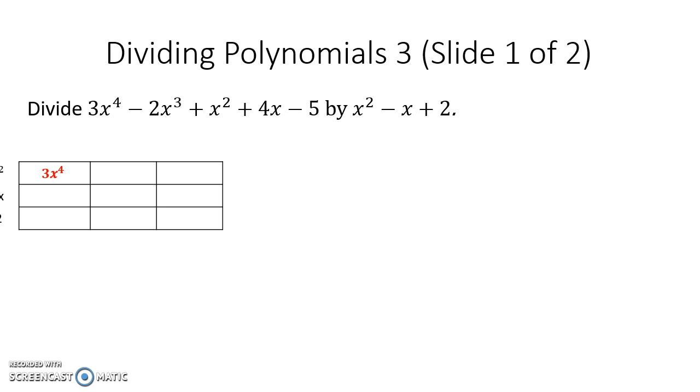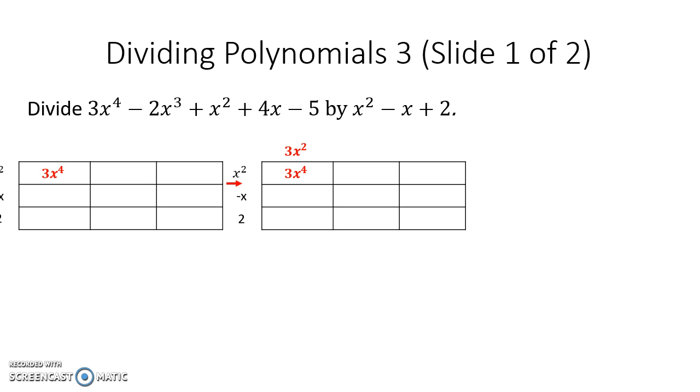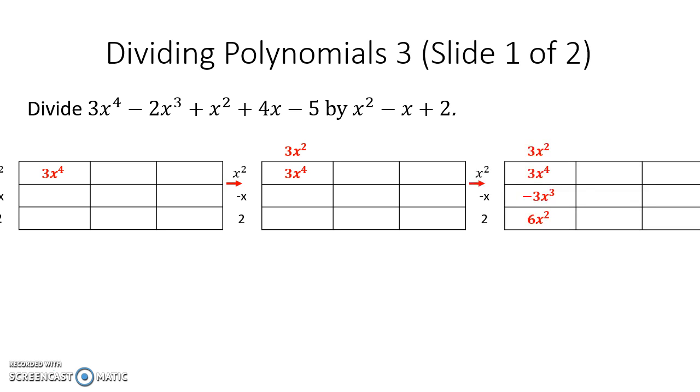Well, x squared times what gives us 3x to the 4th? Should be 3x squared. Now we can multiply down that whole column to get our negative 3x cubed and our 6x squared, just like we normally would multiply. So we're done with the x to the 4th.